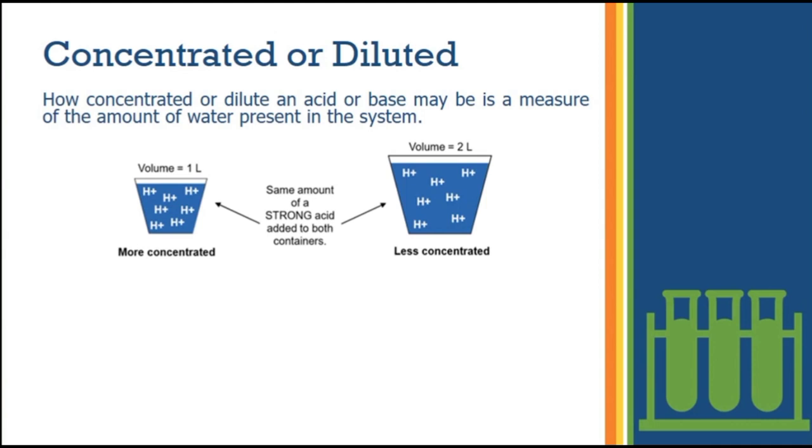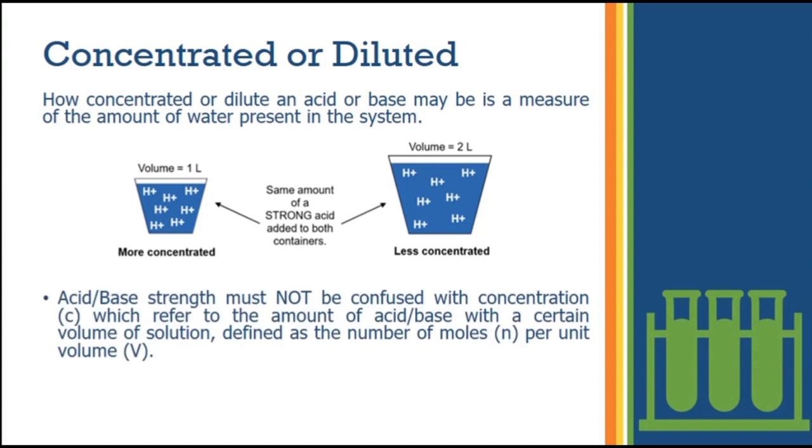Look at the diagram here. Here we have the more concentrated. Do you notice there we have the hydrogen plus ions all over in a small volume. And look at the less concentrated. Now there's more volume, and those hydrogen plus ions are almost free to move, right?